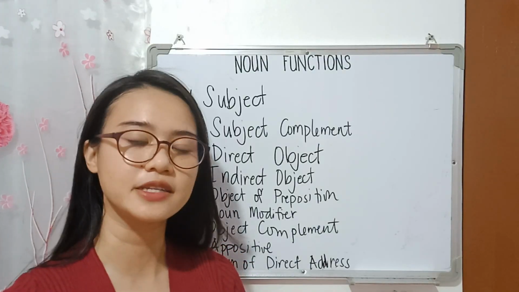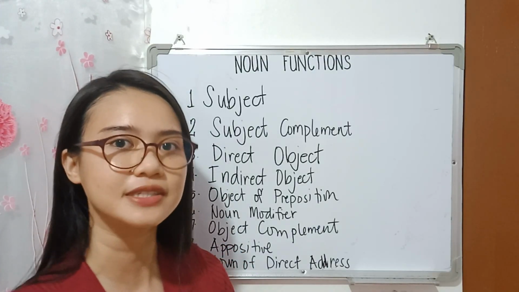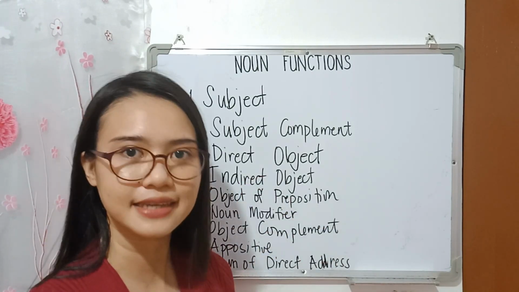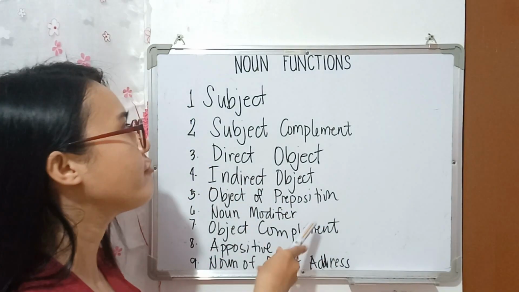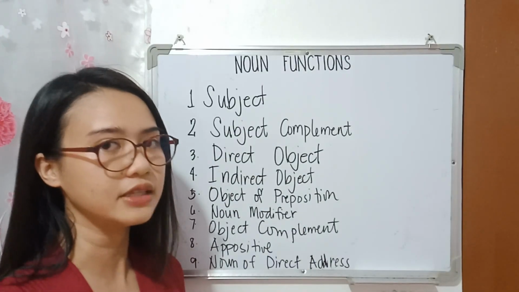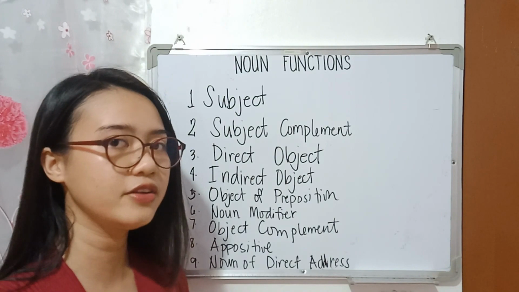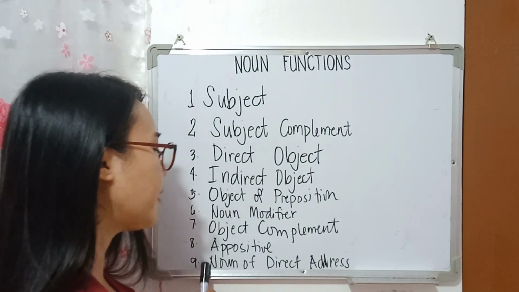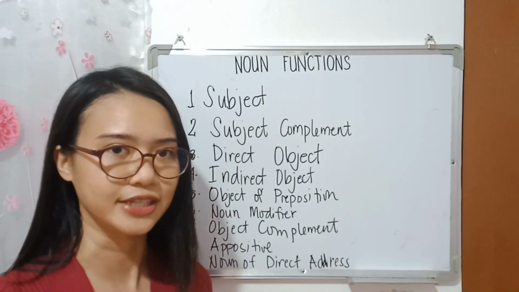Now that I'm done discussing with you the 9 noun functions, let me just enumerate once again all those. We have subject, subject complement, direct object, indirect object, object of the preposition, noun modifier, object complement, appositive, and the noun of direct address. And to you, my dear students, for your task, I want you to construct a paragraph about your summer class experience. Underline all the nouns present and identify how they function. So still, we follow the same format.